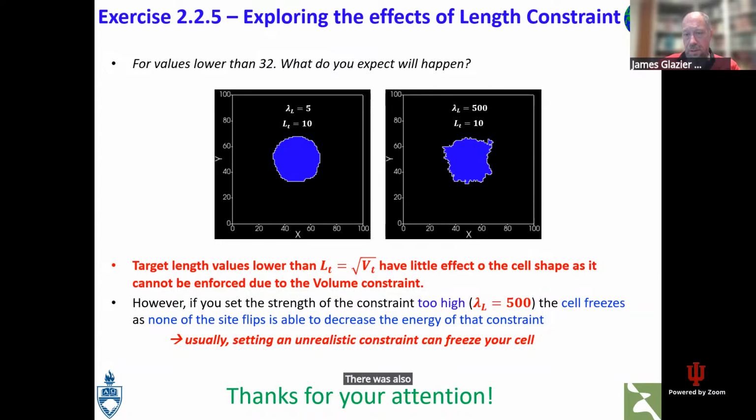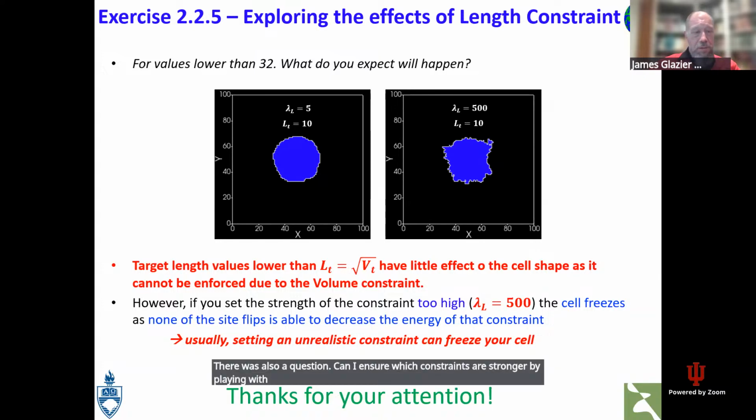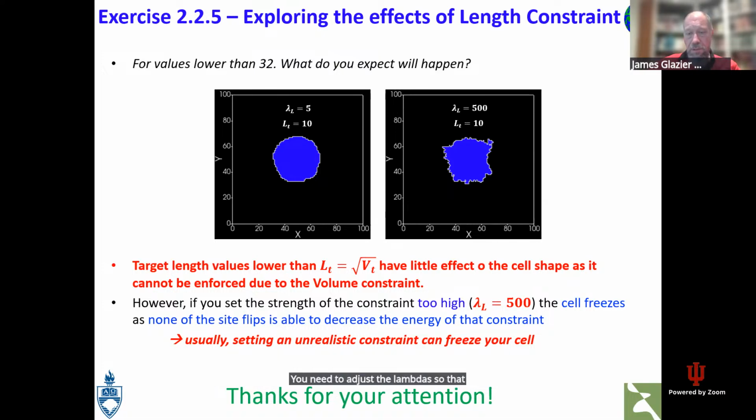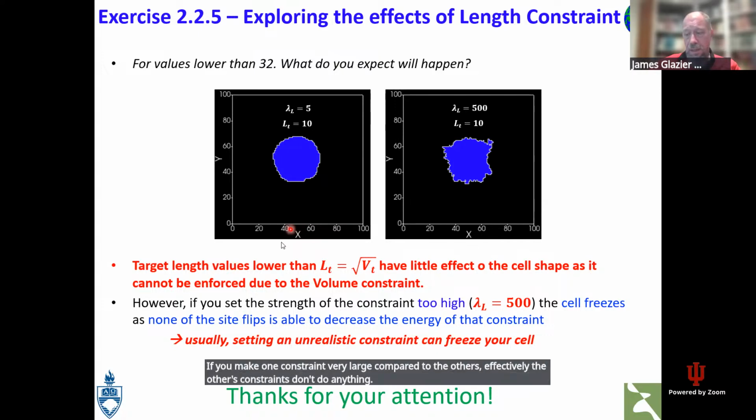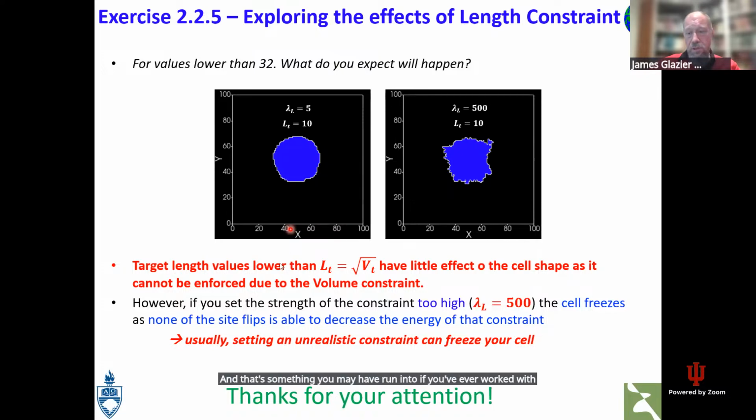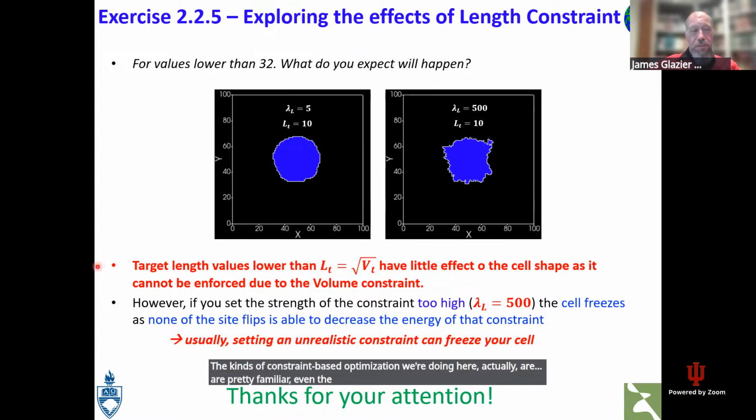There was also a question, could I ensure which constraints are stronger by playing with the lambdas? Absolutely. You need to adjust the lambdas so that all of the constraints are doing something. If you make one constraint very large compared to the others, effectively the other constraints don't do anything. That's something you may have run into if you've worked with loss functions in machine learning. Tuning the loss functions when you're doing multi-constraint optimization can be pretty tricky because you need all of the different features to play a role at the same time. So you need to tune the strength of the different components. In the old days, these kinds of optimization weren't so familiar. These days, with data science and machine learning, the kinds of constraint-based optimization we're doing here are pretty familiar. Even the stochastic optimization is pretty familiar.